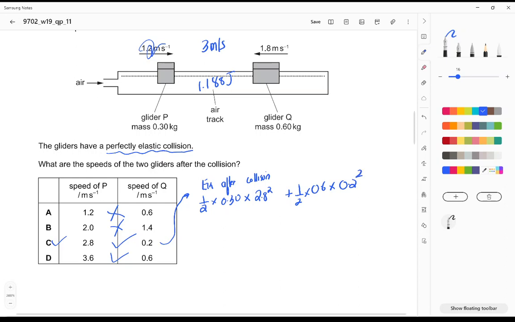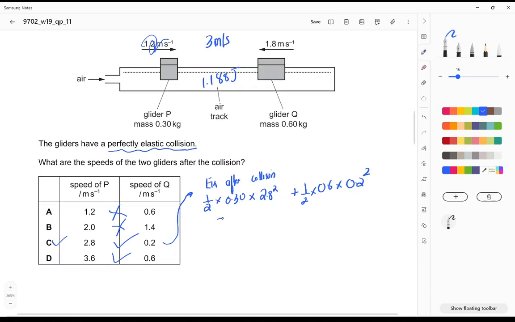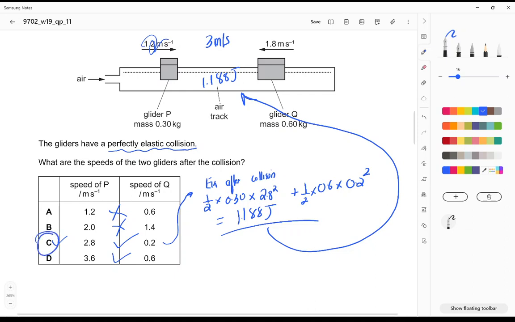Remember, I'm not using signs for velocities over here because we're just finding energy, and energy is a scalar quantity. So now I can do it safely. 1 divided by 2 multiplied by 0.3 multiplied by 2.8 squared, plus 0.5 multiplied by 0.6 multiplied by 0.2 squared. So I am getting the exact same answer as this: 1.188 joules again. That means this completely matches the value before collision. So C has to be the right answer.